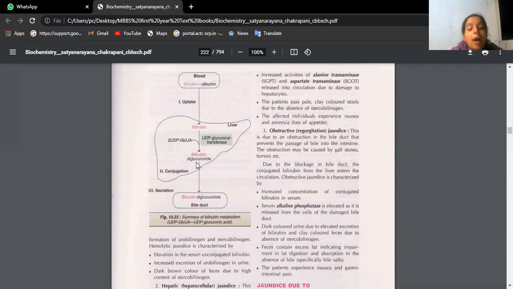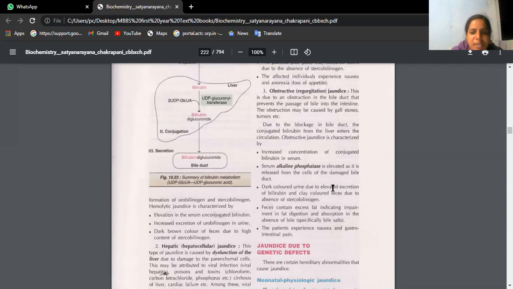There are some stones, or there may be some cancer in the extrahepatic biliary system. That means in the gallbladder, in the common bile duct, or in the cystic duct, if there is any stone impaction or any cancer, the bile juice will not be able to enter into the duodenum. In such a case also, bilirubin levels will rise in blood. That type of jaundice is called obstructive jaundice.